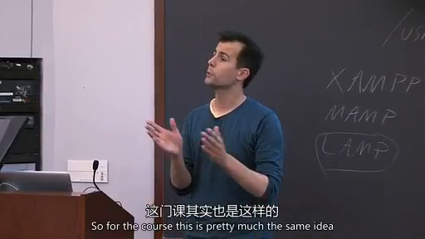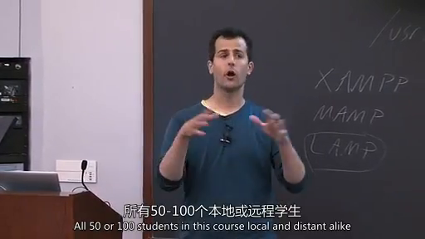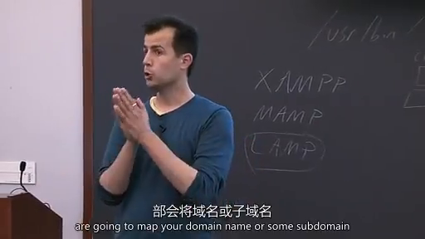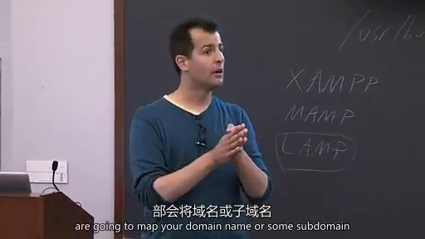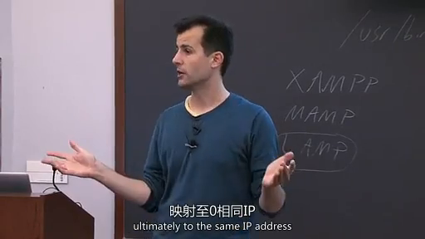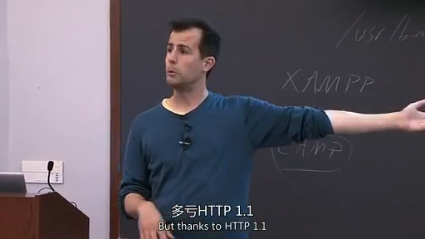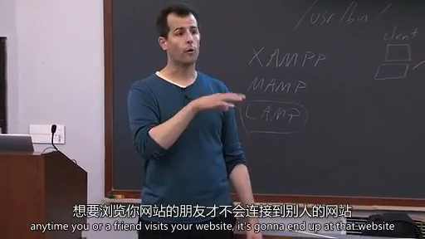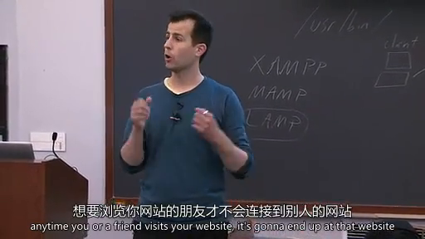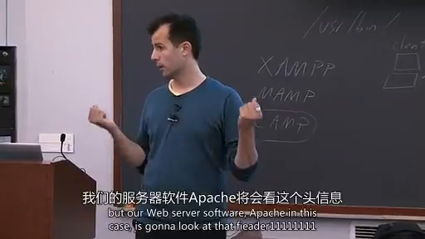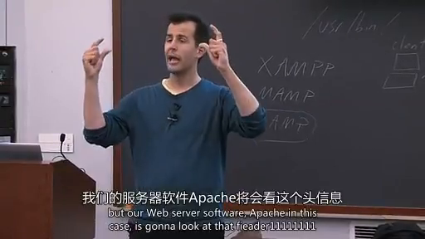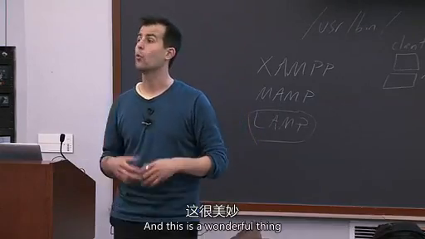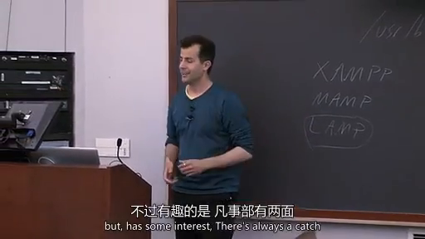So for the course, this is pretty much the same idea. All 50 or 100 students in this course, local and distant alike, are going to map your domain name or some subdomain ultimately to the same IP address. But thanks to HTTP 1.1 and thanks to browsers obeying this convention, anytime you or a friend visits your website, it's going to end up at our website, but our web server software, Apache in this case, is going to look at that header and send it to your user account, or your user account, or your user account. And this is a wonderful thing, but has some interest.